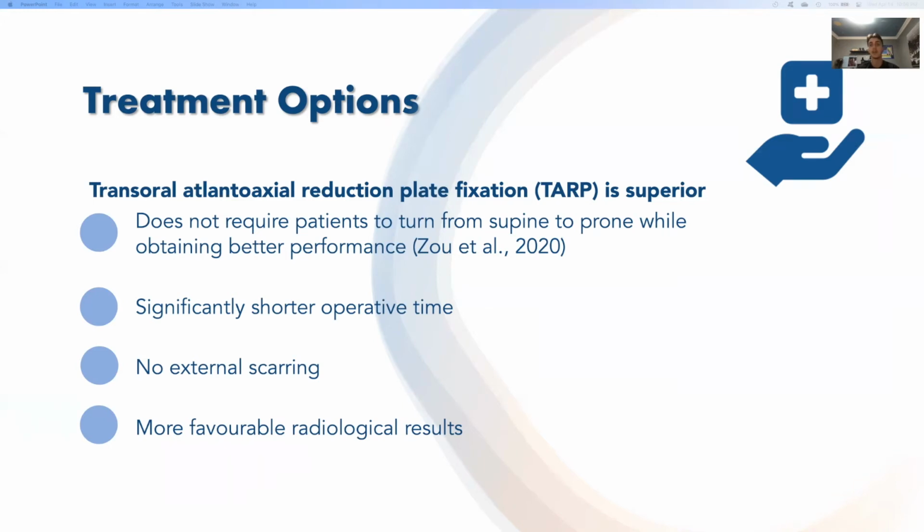First of all, TARP is performed with the patient supine during the entire operation, while other methods require patients to turn over from supine to prone, which, according to Zhu et al., creates instability in the atlantoaxial joint, risking damage to the spinal cord. Also, TARP's operative time is significantly less when comparing studies by Zhu et al. and Lahiri et al. Precisely, TARP was, on average, 28 minutes shorter than AAFP and 98 minutes shorter than OCF.